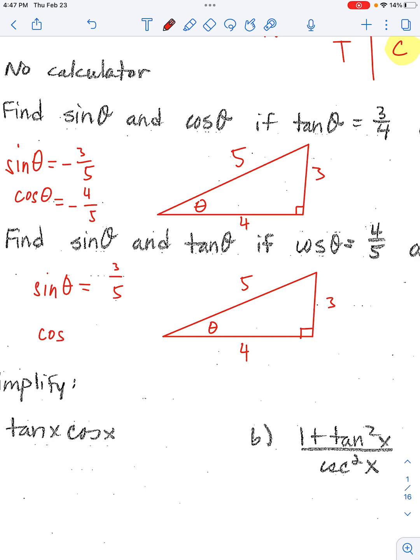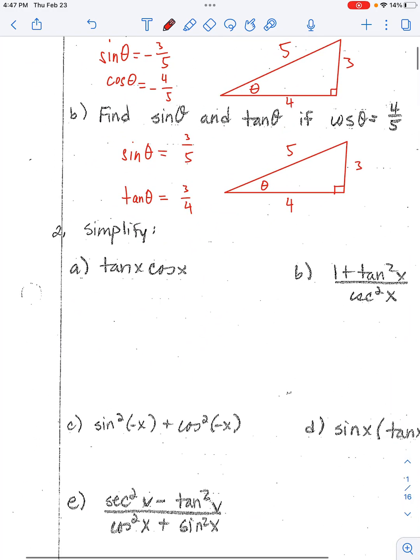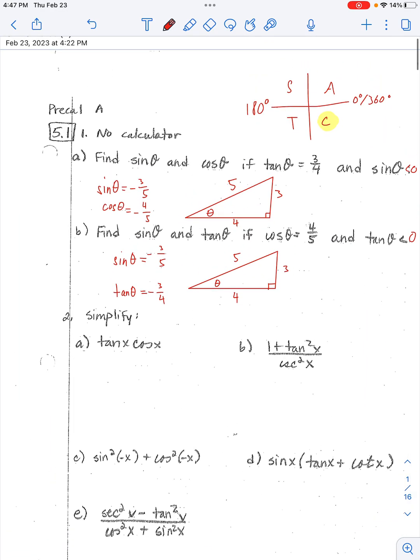Cosine, or I guess we need tan theta, sorry. Tan theta is going to equal the opposite over the adjacent, 3 over 4. And we're in the C quadrant, so both of my answers need to be negative. There you go. Nice little other warm-up problem, okay?